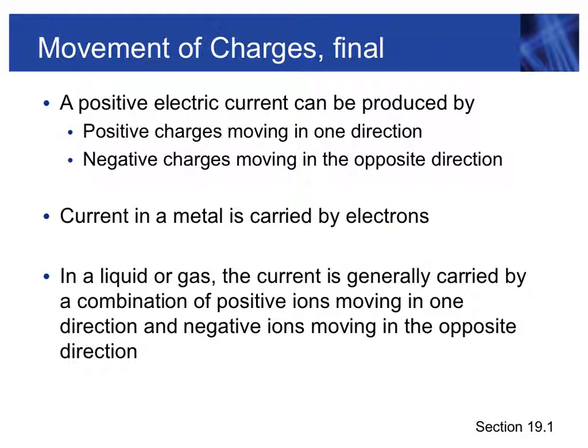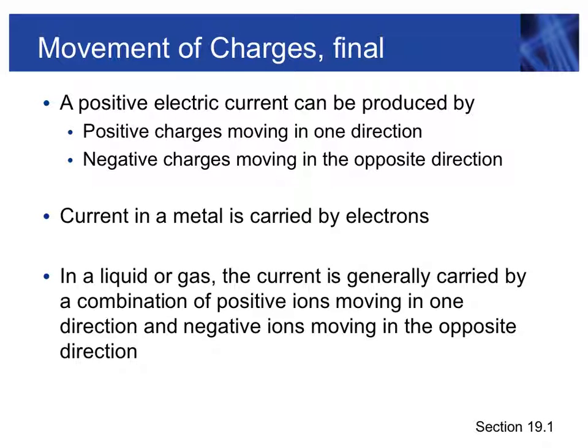This is a small summary. A positive electric current can be produced by positive charges moving in one direction, or negative charges moving in the opposite direction. Current in a metal is carried by electrons, so it goes in the opposite direction of the electron motion.